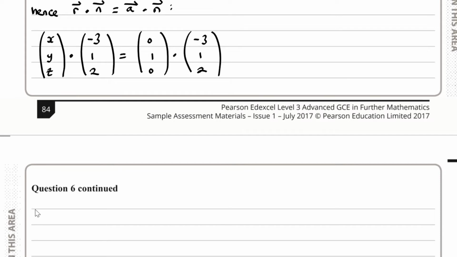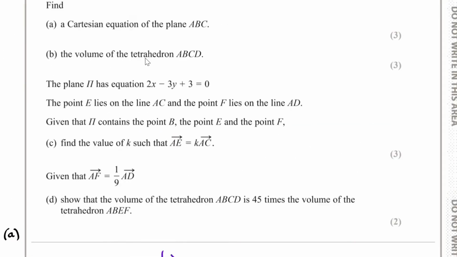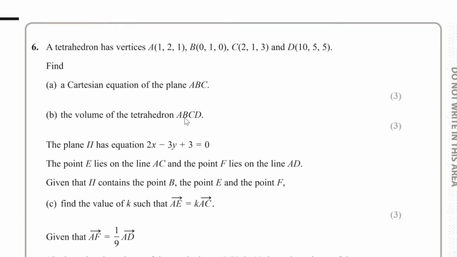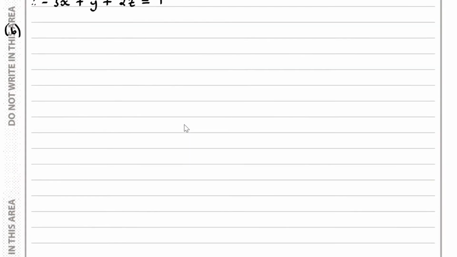If we work this out, you'd therefore find we have -3x plus y plus 2z on the left hand side, and on the right hand side we have just 1. Okay, so that's part A done. Now for part B, we have to find the volume of the tetrahedron. Okay, so first things first, let's actually draw out the tetrahedron.